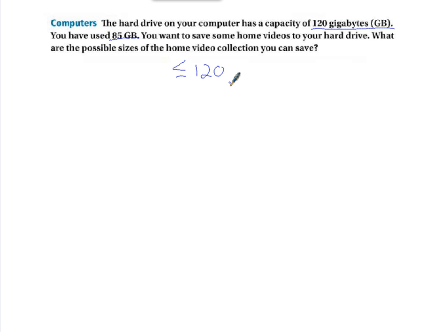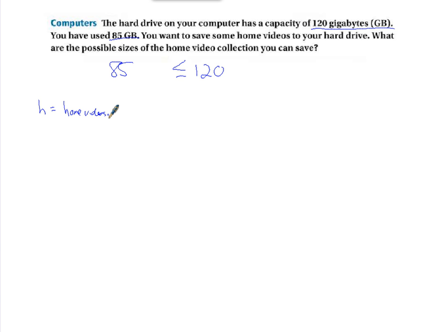Now, I've used 85. So I have 85 already sitting there that I've used. I have a bunch of home videos that I want to save to my hard drive. So I need a variable for that, because I don't know how much it's going to be. How about H for home videos? Or V for videos? H equals home videos. You always want to define a variable. I actually write it down so that you know.